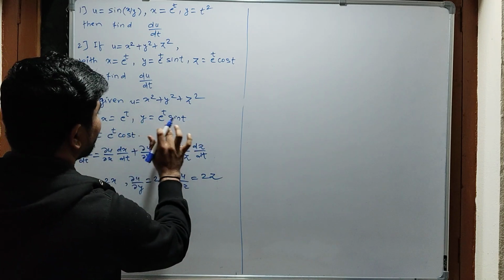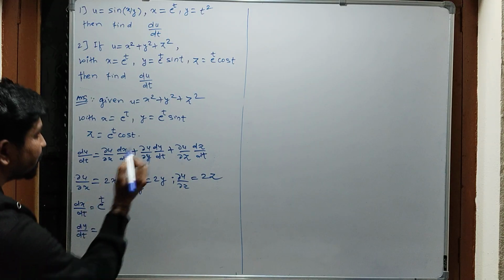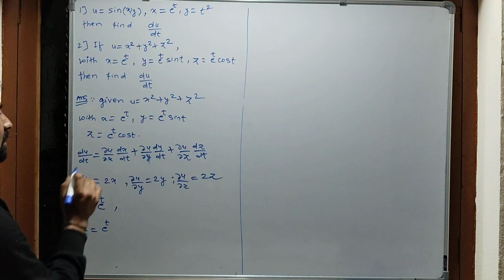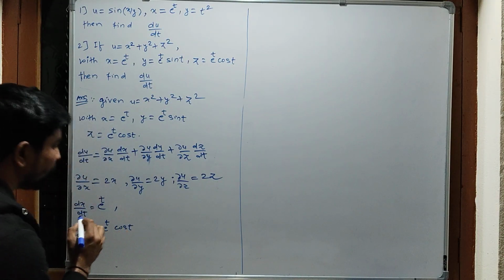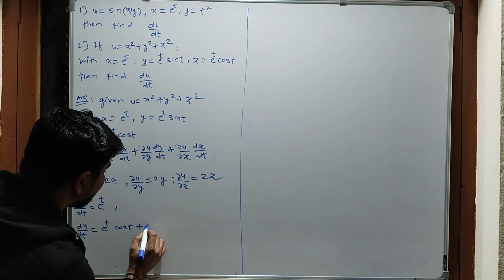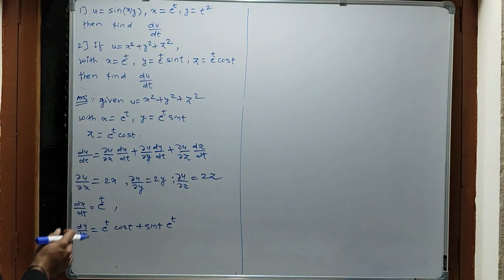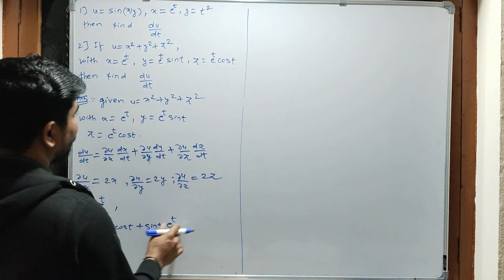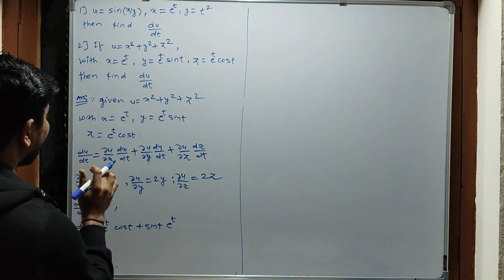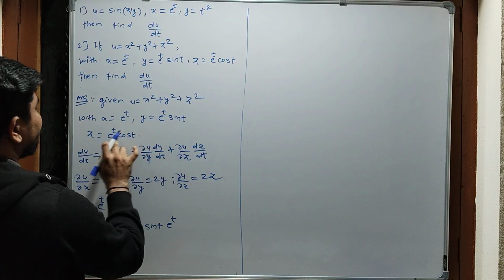Here y is a product of two functions, e to the power t and sin t, so you have to find dy by dt using the product rule. I will consider e to the power t as it is and take the derivative of sin t, which is cos t, plus sin t as it is and the derivative of e to the power t, which is e to the power t. Now come to dz by dt, which is equal to, first as it is, derivative of the second.